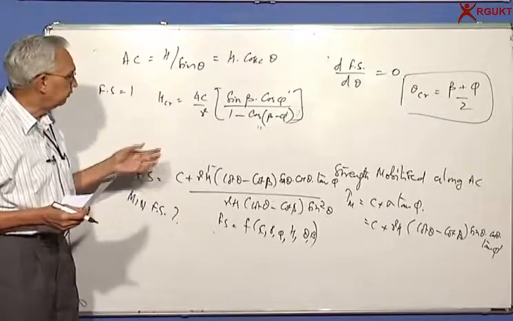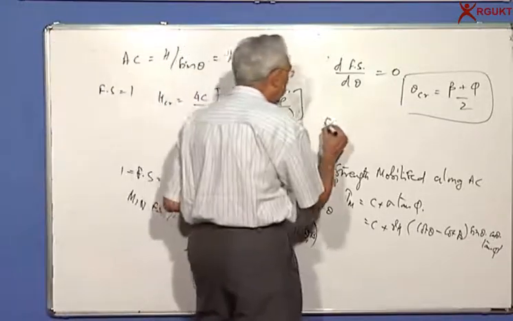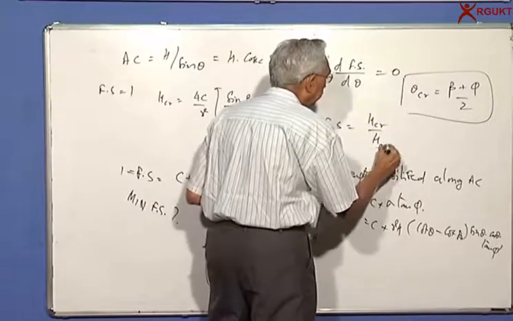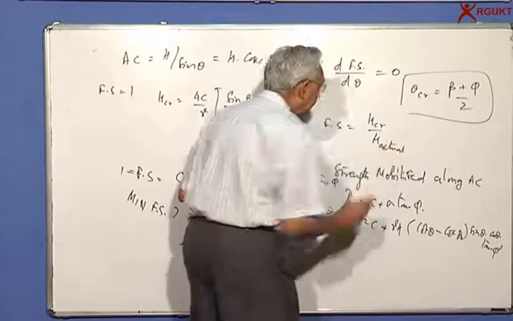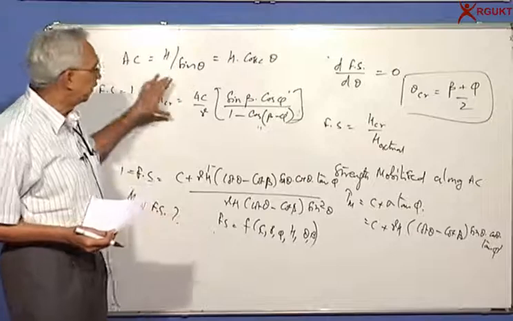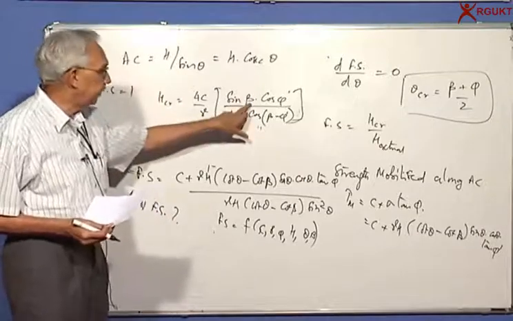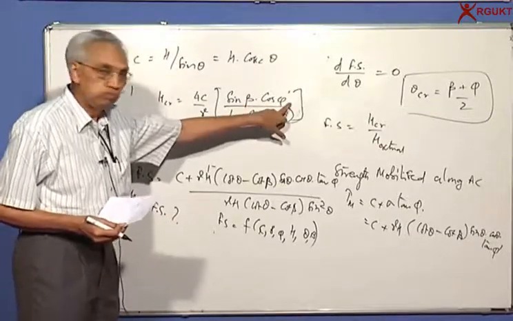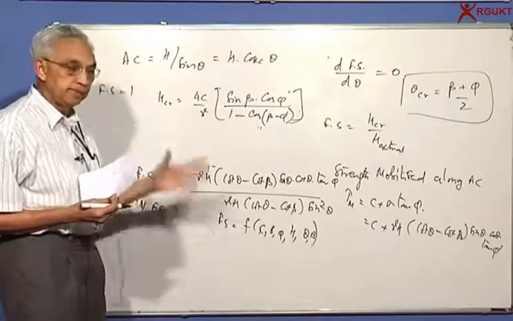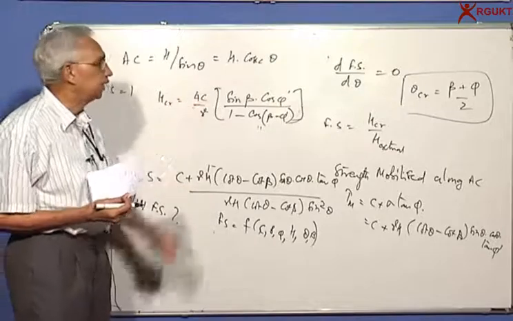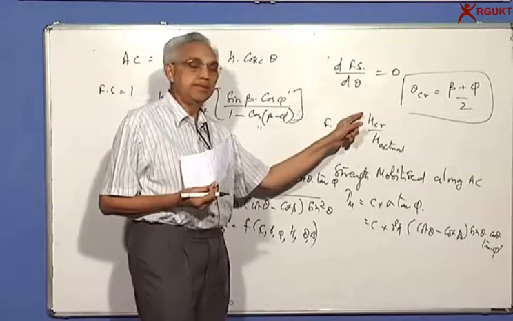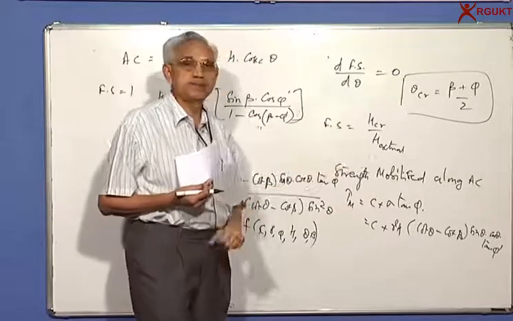So I can actually find out the factor of safety is equal to H critical by H actual. This is where you can do that, which means I find out the maximum possible height for a given beta, given friction angle, given cohesion and unit weight. So all the soil properties are given, and you can calculate the critical height, and the factor of safety is the critical height by actual height.